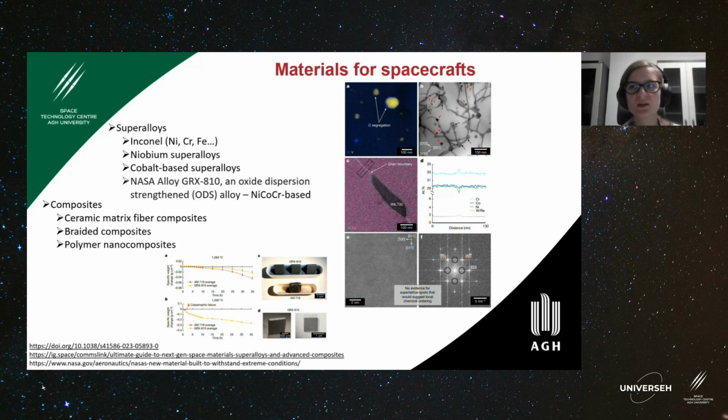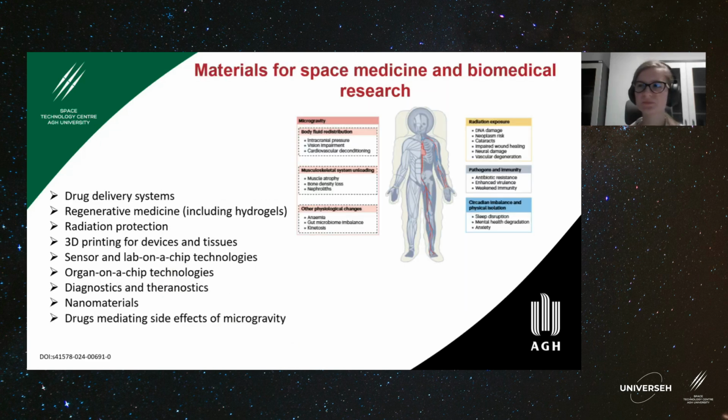Another way of finding materials that are resistant is using composites. For example, ceramic matrix fiber composites, braided composites, and polymer nanocomposites. And here is also a picture of GRX superalloy, and it was oxidized at various temperatures. So that's some of the factors that must be considered in designing the superalloys.